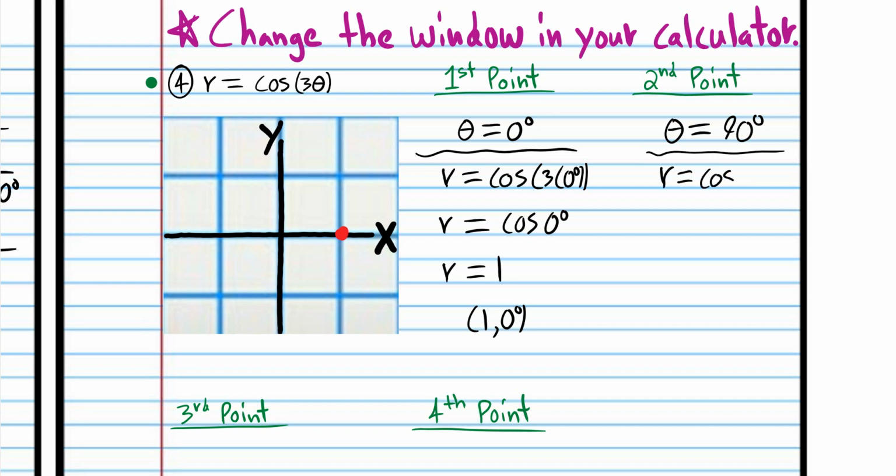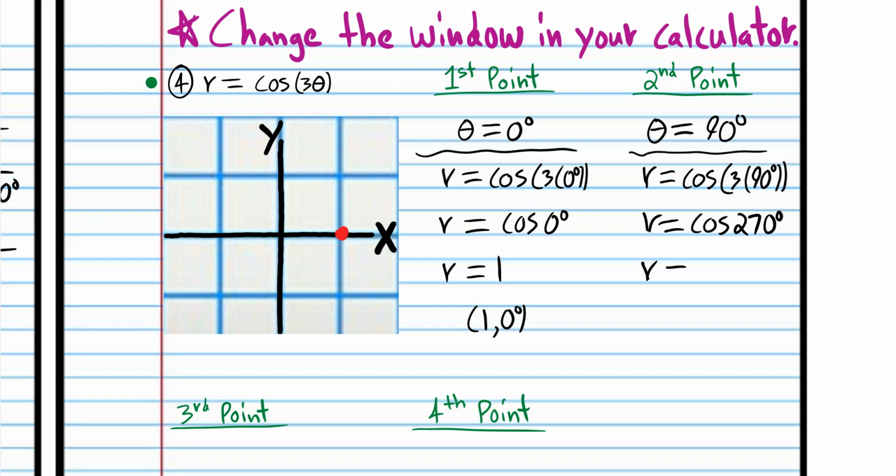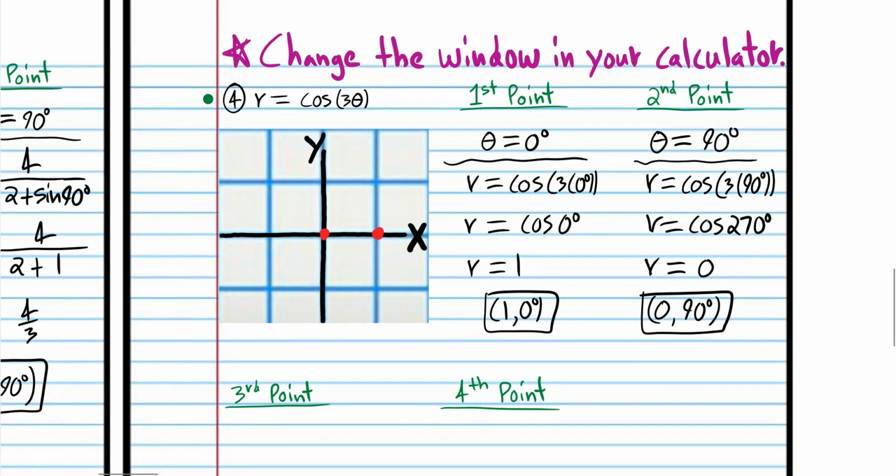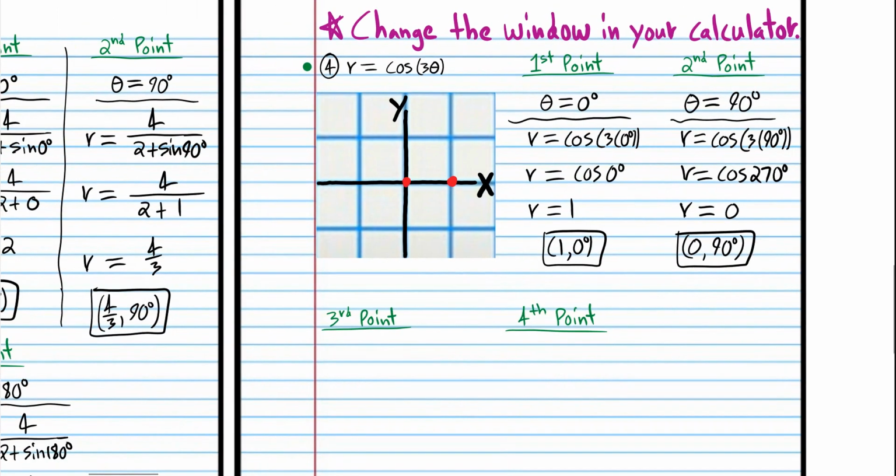So r is equal to cosine 3 times 90 degrees, and that is cosine 270 degrees. So if you look at your cosine graph, 270 degrees is going to give us 0. So that does look like a different point. So when the r value is 0, then the point is always going to be right on the origin. So we have that point there. Now we just have to find 2 more points.